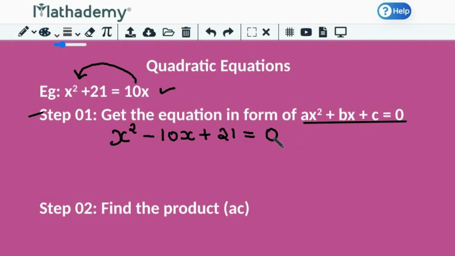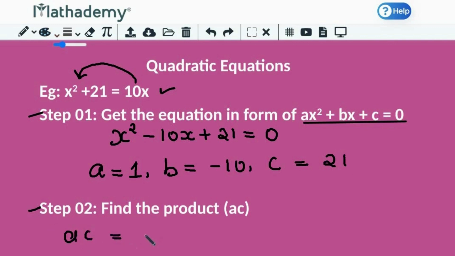On comparing this equation with the general form, I get the value of a as 1, the value of b as minus 10, and the value of c as plus 21. As I've already told you, always carry the numbers along with their sign. Step number 2. Find the product AC. So AC will be equal to 1 into 21, which will be equal to 21.